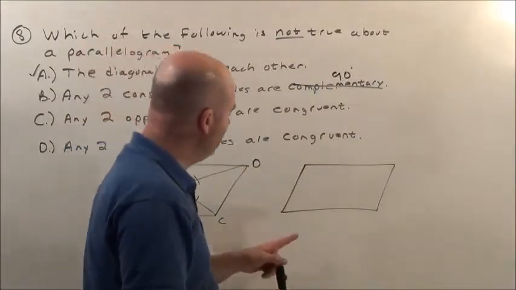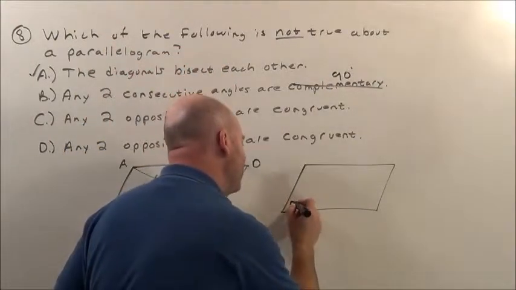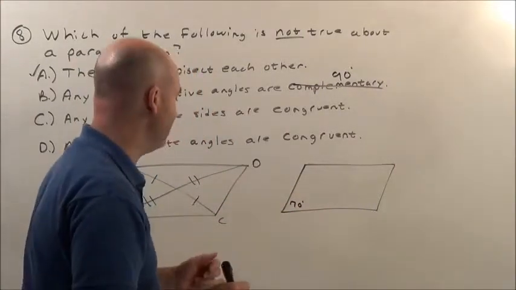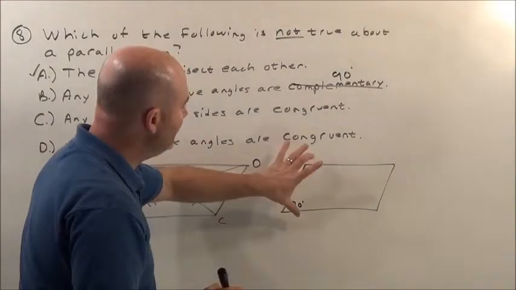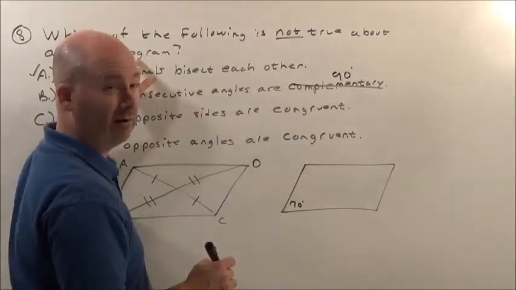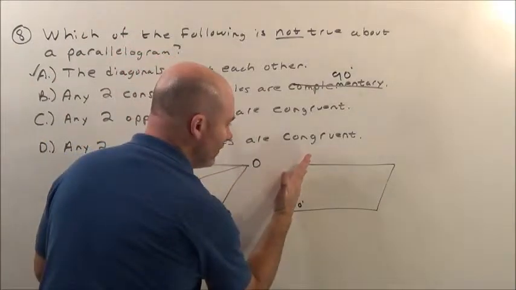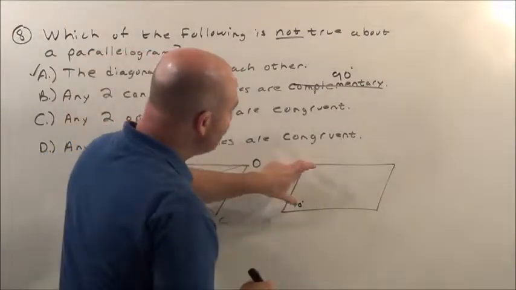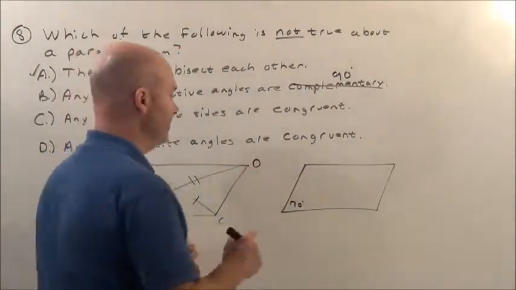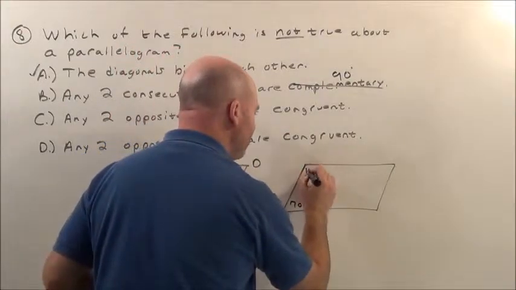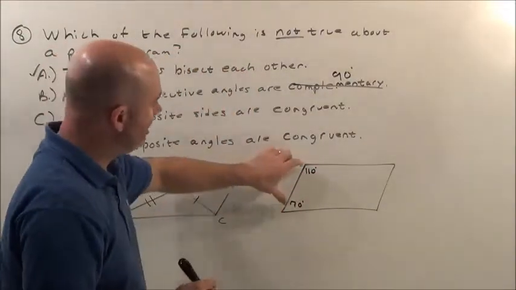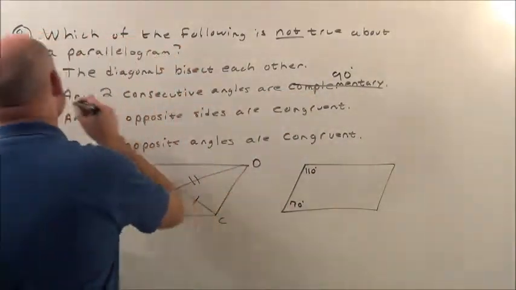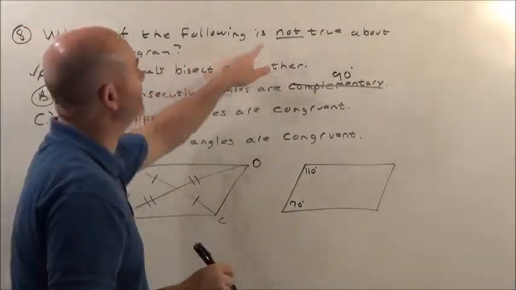90. Well, we learned that, let's say this guy down here is 70 degrees, looks acute, so 70 we'll guess sounds good. If it's 70 and these are parallel, as the name of a parallelogram suggests, this is a transversal. This guy and this guy are basically consecutive interior angles. They're on the same side of that transversal. This guy's going to end up being 110. So consecutive angles aren't complementary, but they will be supplementary. So B is probably going to be our answer here for what's not.